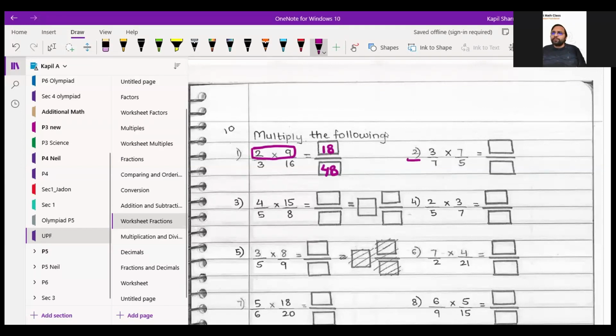Yes, now second one. Try Swastik. 3 upon 5. Yes. So you have reduced it. So you can write this as 21 upon 35, which is equal to 3 upon 5. Okay, fine. Next one.